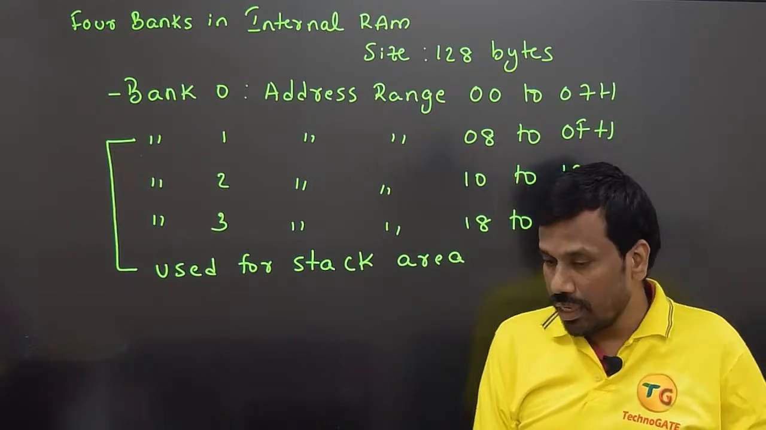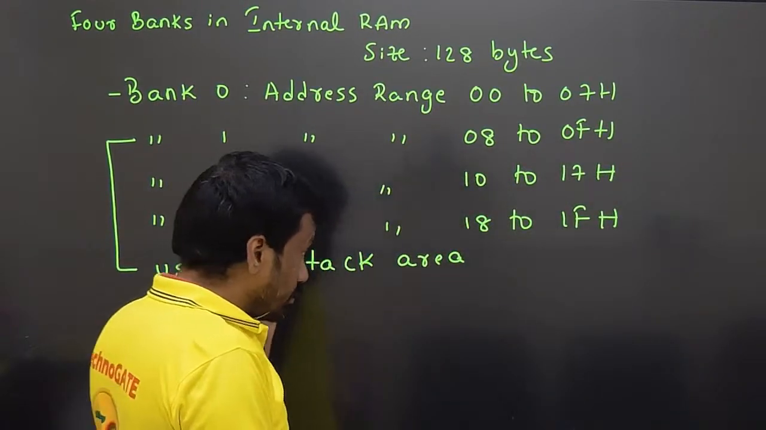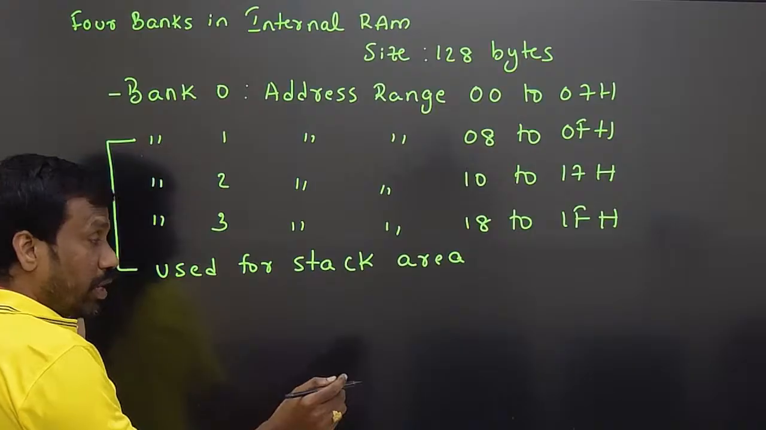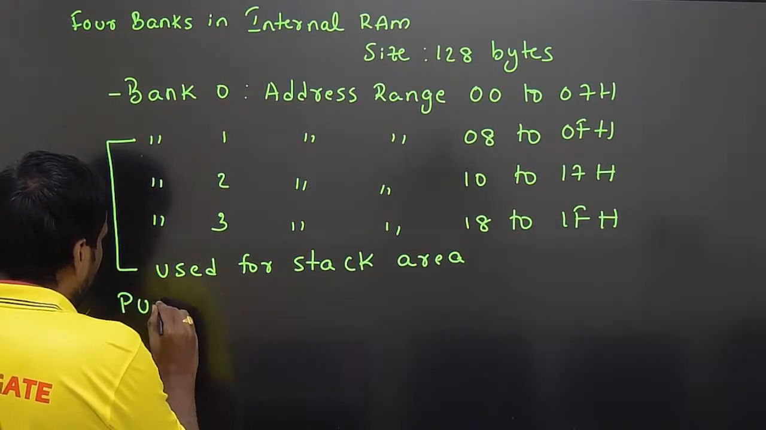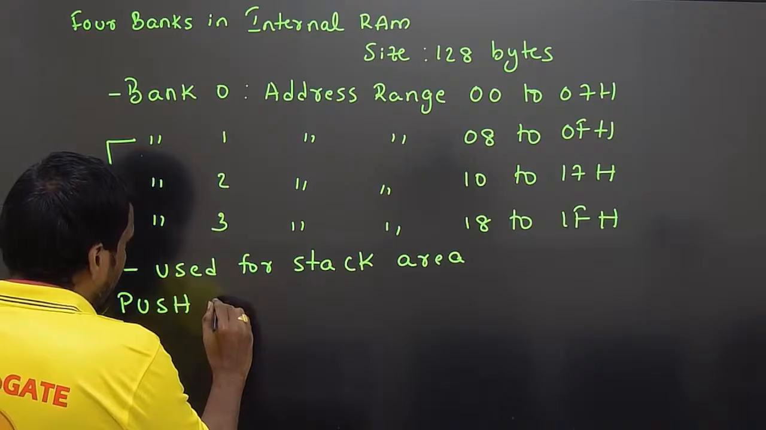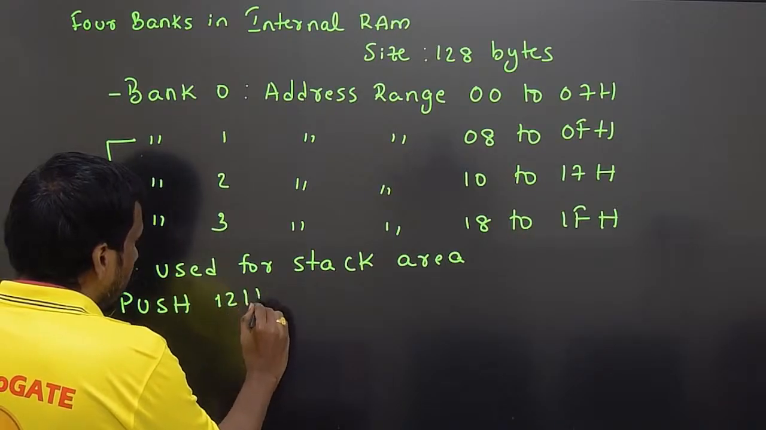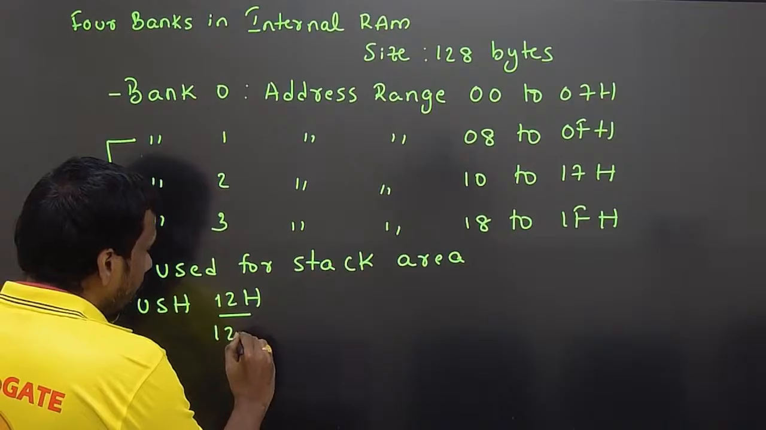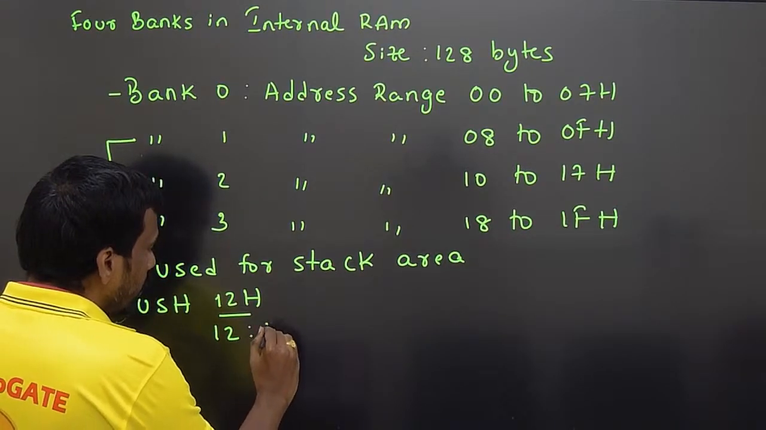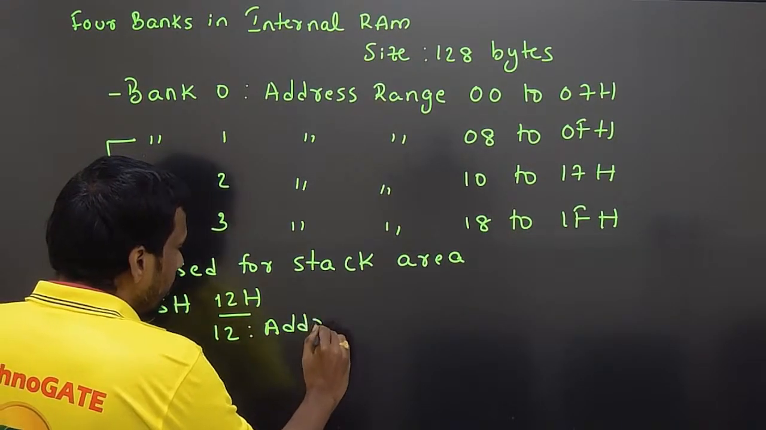Now we will discuss what push and pop are. For example, push 12. What is 12 here? 12 is the address location.